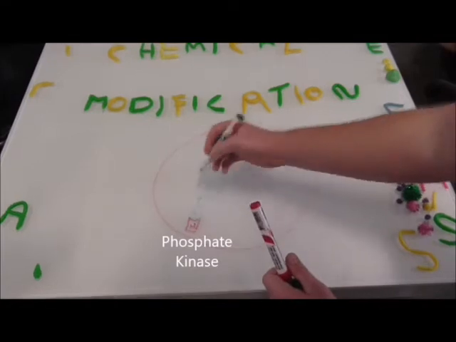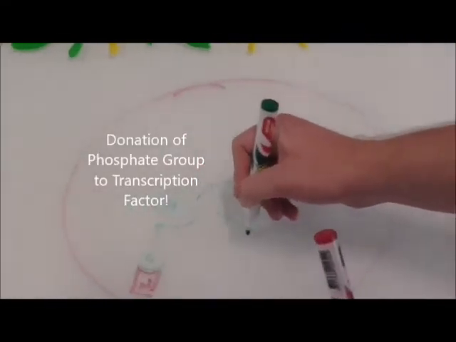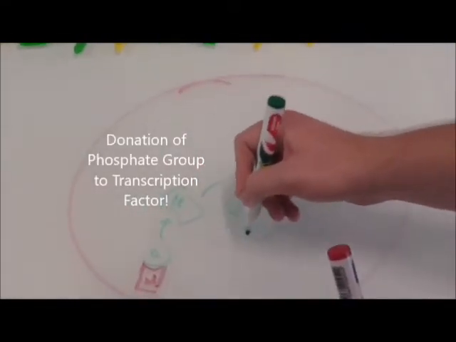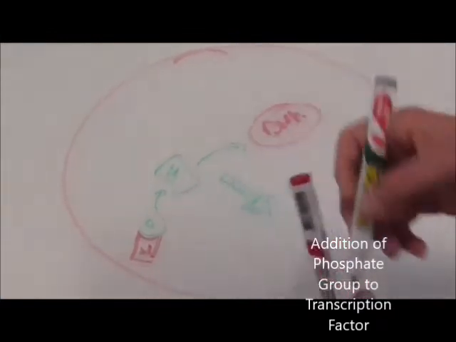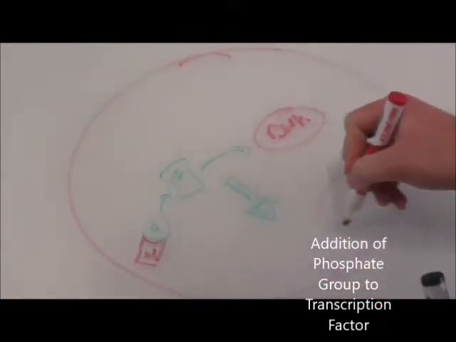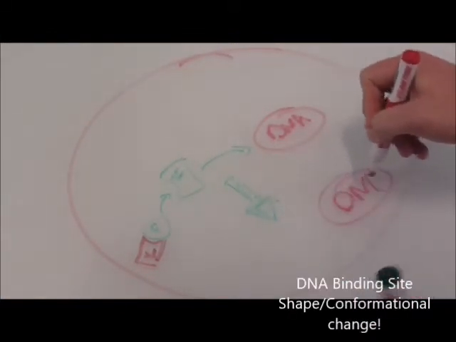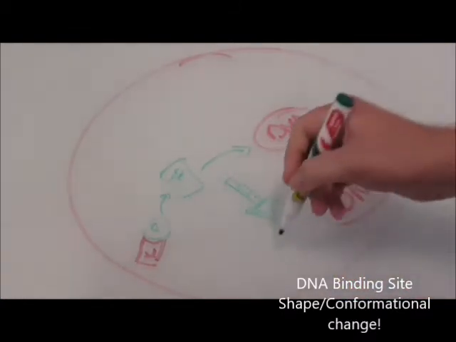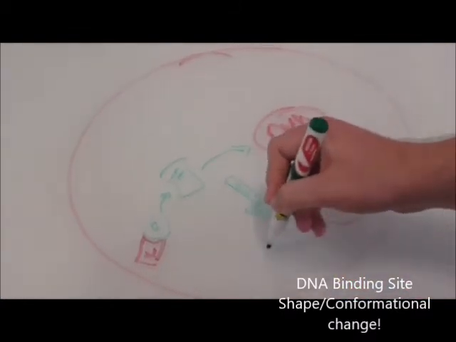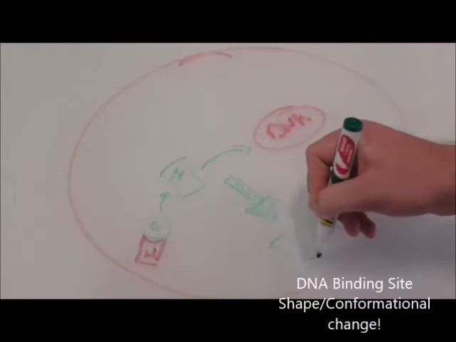The addition of a phosphate group to a transcription factor changes the shape or conformation of the DNA binding site on that transcription factor. This inhibits the transcription factor from binding to the DNA and therefore influencing transcription.